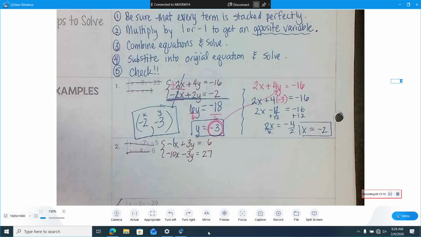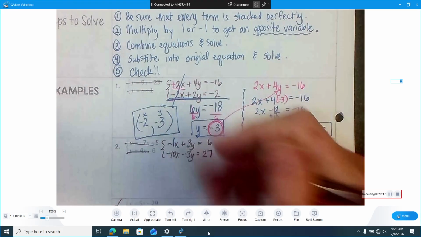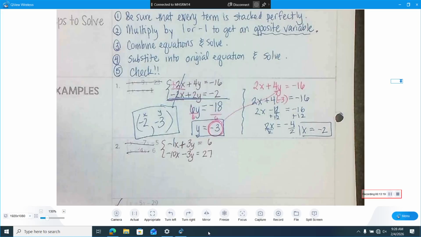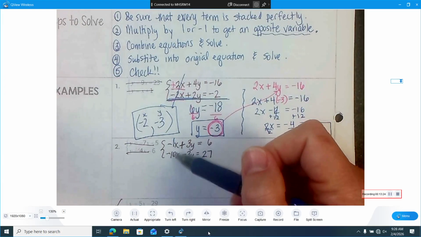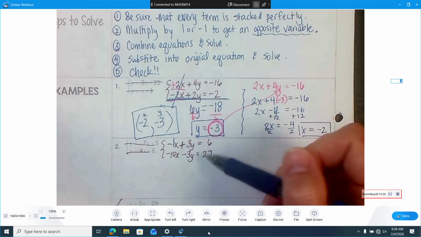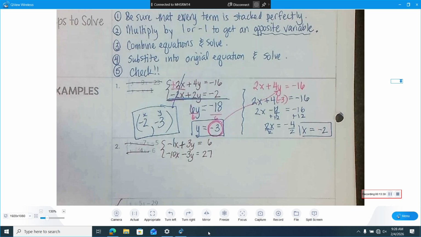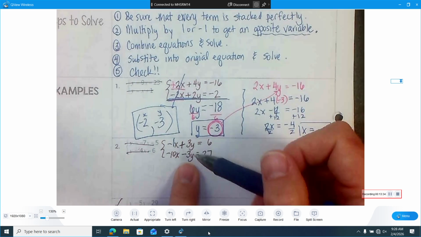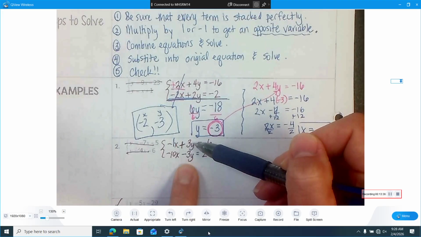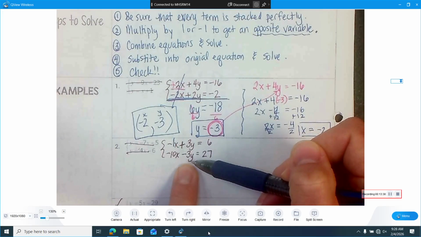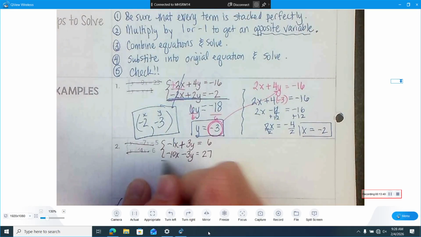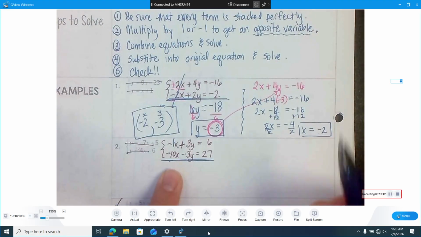All right, ladies and gentlemen, first things first, is everything stacked up perfectly? We got x's nicely lined up, y's nicely lined up, equal signs nicely lined up, and then our constants are nicely lined up. Do we have opposites? We have a pair of opposites right here, positive 3y and negative 3y. So we're good. We can go ahead and total up our equations here.